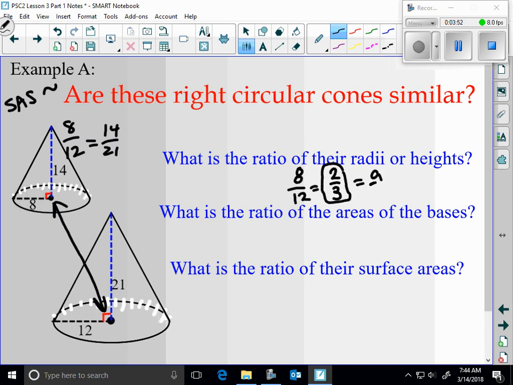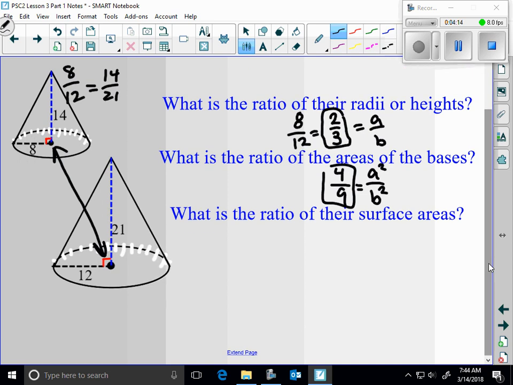Let's call that for a second a over b. All right, what would the ratio of the areas of the bases be? Well, the ratio of the area of the bases would be a squared over b squared, which in this case would be 4 over 9. What is the ratio of their surface areas? Well, conveniently, you guys, their surface areas would take on the same ratio as the area of their bases. Okay, so surface area and area will take on that same ratio. Okay, let's keep moving, try another example.